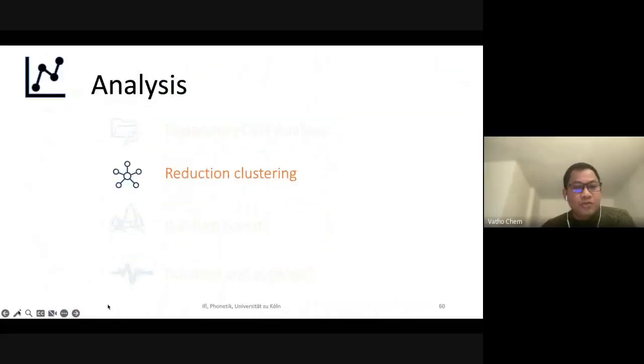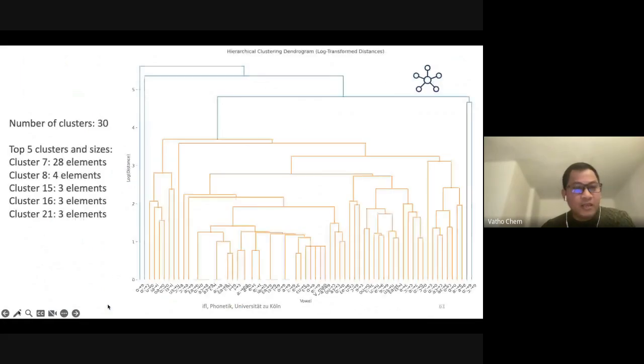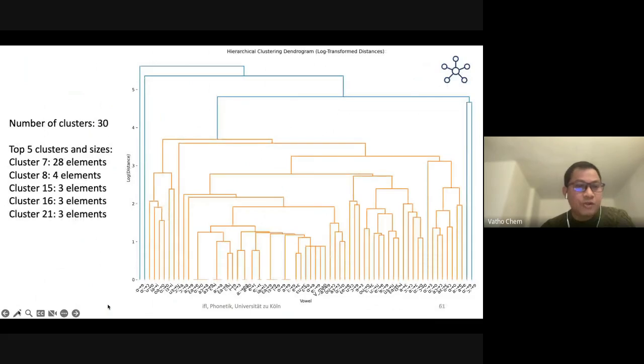So now we move to the reduction clustering. This is very important for looking at the data before going directly to the random forest. We run another machine learning algorithm for classifying. It's called a hierarchical clustering dendrogram, with log-transformed distance. So there are at least 30 clusters in Central Khmer based on the lexical items of 5,000, and the top 5 clusters, and also cluster 7, play an important role.